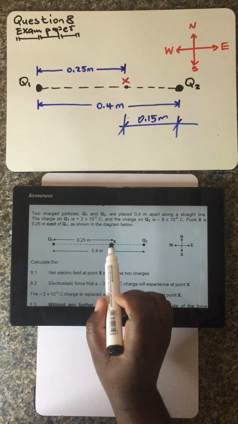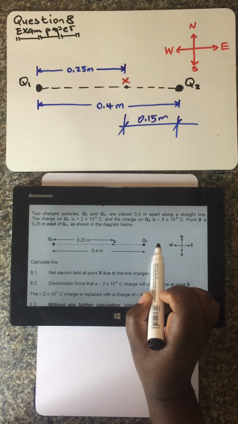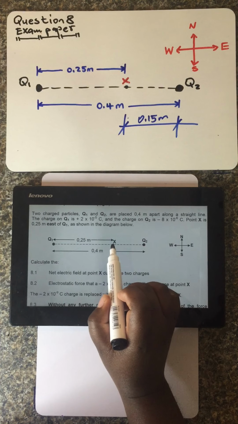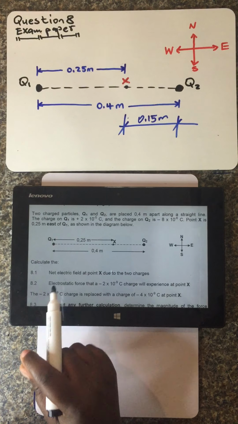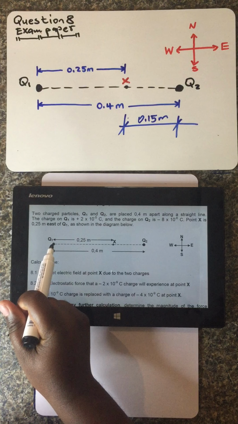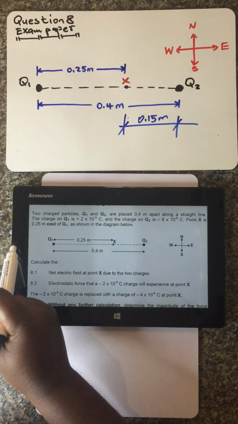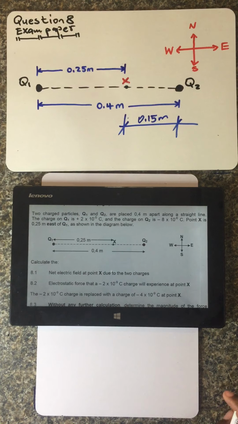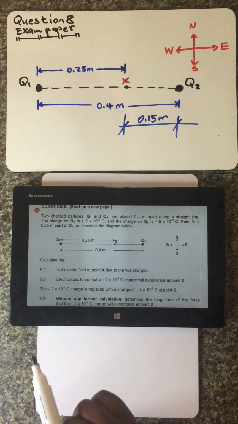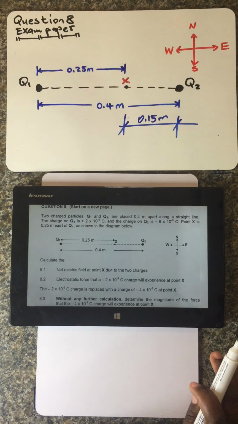Okay, so to the right side of that point X, it's east. To the left side of that point X, it's west. Ladies and gentlemen, to the right side of that Q1, it's east. To the left side of that Q1, it's west. I hope we are now on the same page. Very, very much important, ladies and gentlemen. You will understand shortly why it's very important that you understand that compass.